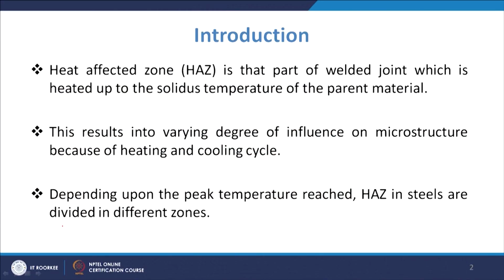As we have already discussed, the heat affected zone is that part of the welded joint which is heated up to the solidus temperature of the parent material. In the middle you have the weld metal zone, and as you come near the fusion boundary zone, you have unmelted grains. So, you are coming till the solidus temperature. From there the heat affected zone starts and goes inward towards the parent metal.